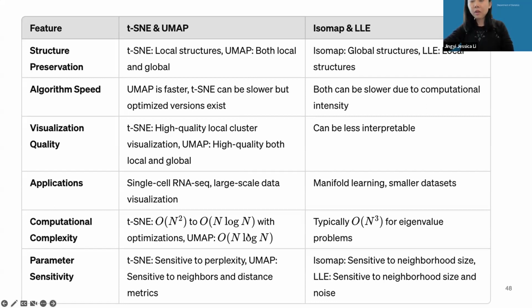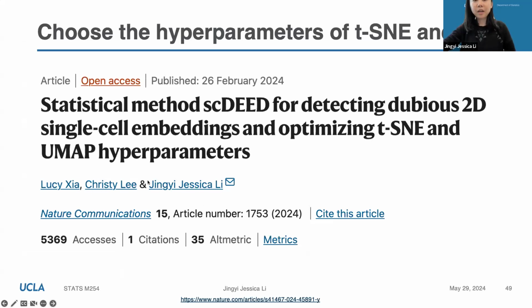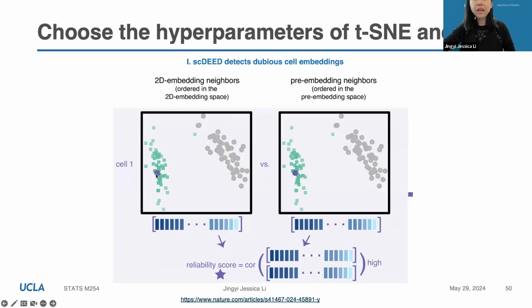So last time I ended up by talking about a method my group developed for optimizing or choosing the hyperparameters of t-SNE and UMAP. I think we basically stop here. So the idea is that we want to compare two sets of neighbors for each cell or each data point. One is based on the neighbors in the 2D embedding space by t-SNE or UMAP. One is based on the pre-embedding space. So if you use PC, it will be the 20 PC space.